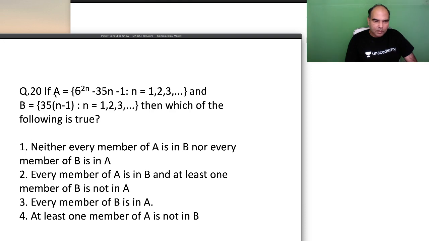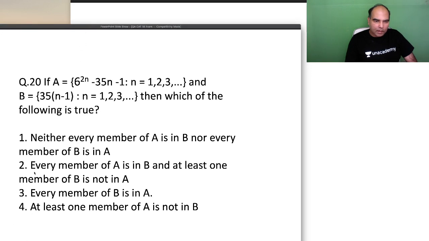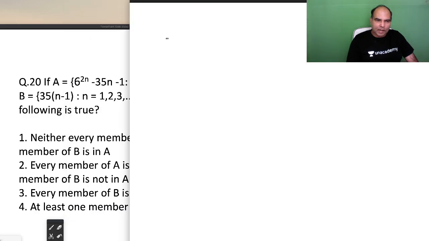The question reads, if A is equal to {6^(2n) - 35n - 1}, where n is equal to 1, 2, 3, and B is equal to {35(n - 1)}, where n is 1, 2, 3, then which of the following is true? Neither every member of A is in B, nor every member of B is in A. Every member of A is in B, and at least one member of B is not in A. Every member of B is in A, and at least one member of A is not in B.